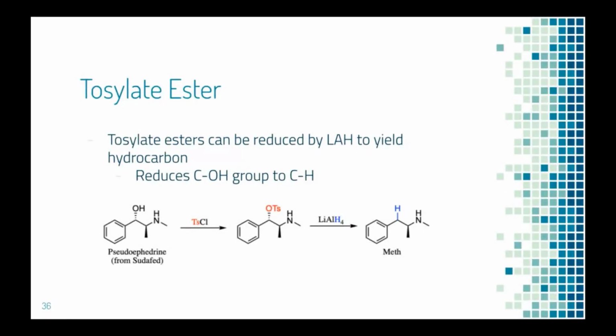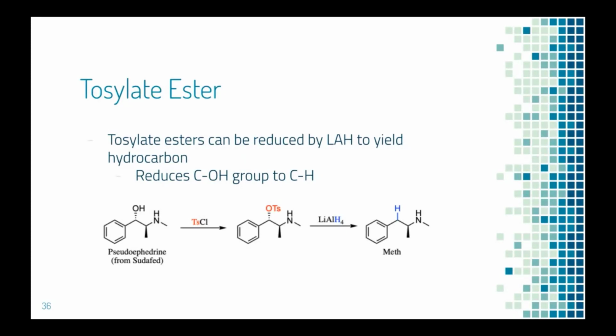So tosylate esters can be reduced by lithium aluminum hydride to yield a hydrocarbon. And so this reduces the carbon-alcohol group to a carbon and hydrogen. And so that is also a great reaction to use when you want to get rid of the alcohol and not replace it with anything.